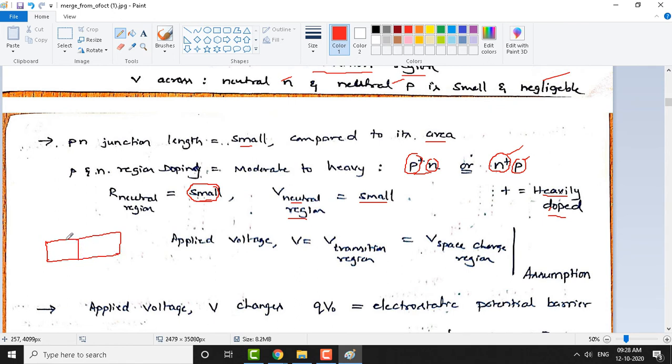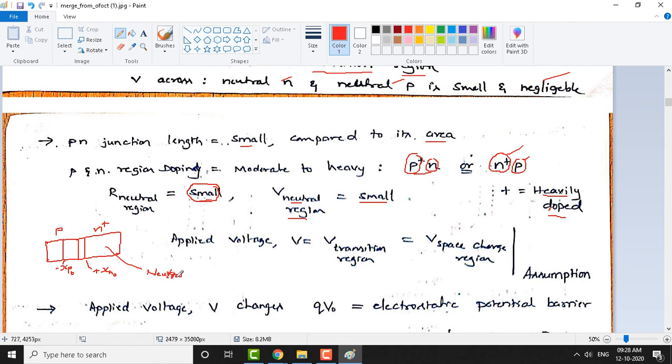Okay, so let me consider this is a P N plus diode. If that is the case, you will have more depth on the P side, lesser on the N side. This distance we call minus xp naught, and this is xp naught. This distance is plus xn naught. So this region is nothing but the neutral N region.